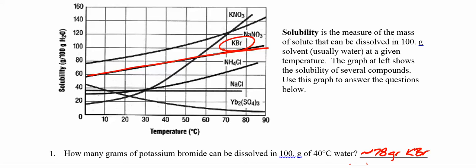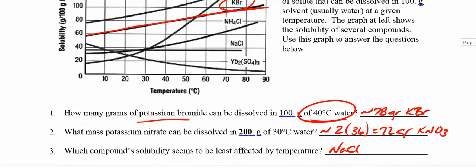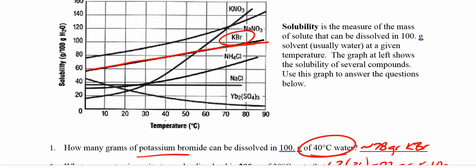So let's take a look at a question. Let's take a look at number 1. It says, how many grams of potassium bromide can be dissolved in 100 grams of 40-degree water? So I'm interested in a couple of things here. First of all, the water is at 40 degrees. That's important. And I'm looking at potassium bromide. So again, let's go back to that curve. We want to look at 40 degrees on the temperature scale here on the x-axis. So at 40 degrees, if I follow up the curve, I can see that if I look horizontally at the 80, it's just shy of the 80. I'm going to estimate it to be 78 grams.